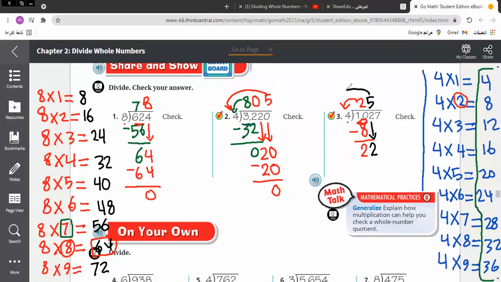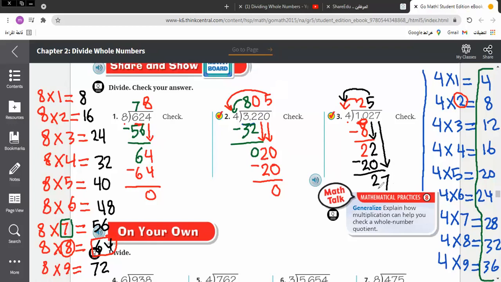Then multiply 5 again by 4. 5 times 4 is what? 5 times 4 is 20. Right, 20 here, and then subtract them. 22 minus 20 is 2. Then we need to bring 7 down.